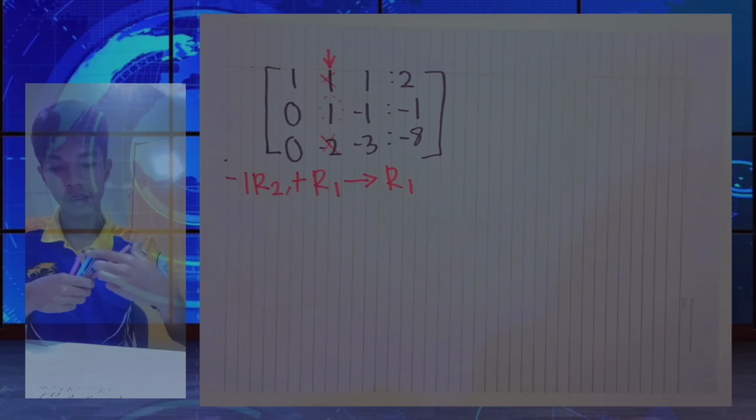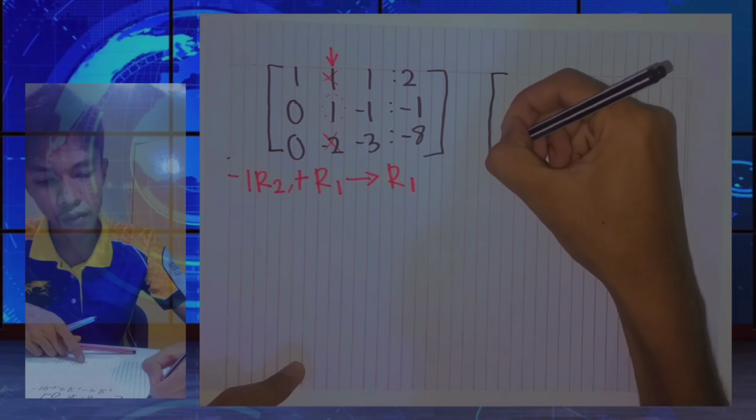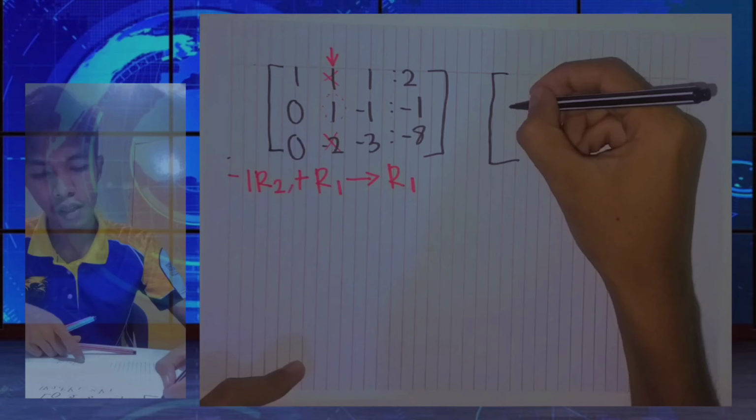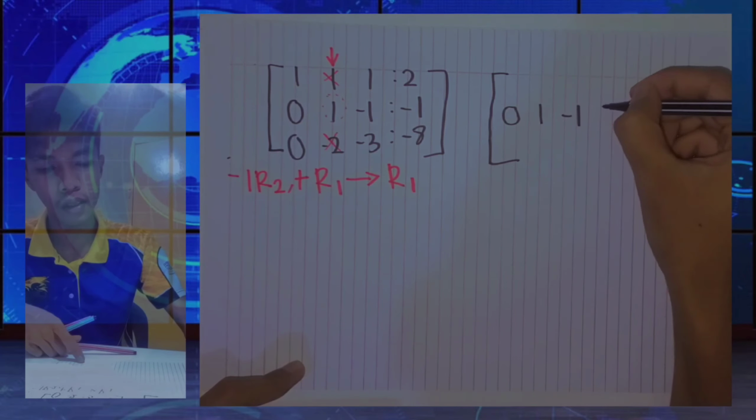So the new augmented matrix will be the second row unchanged, 0, 1, negative 1, negative 1.